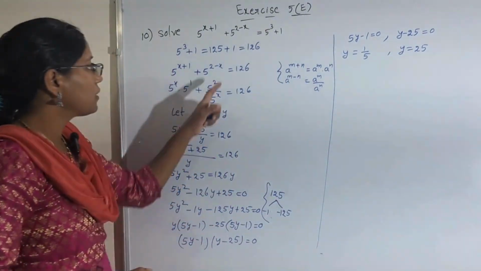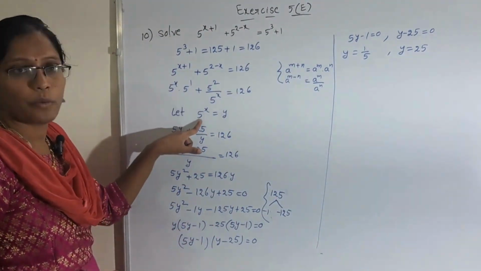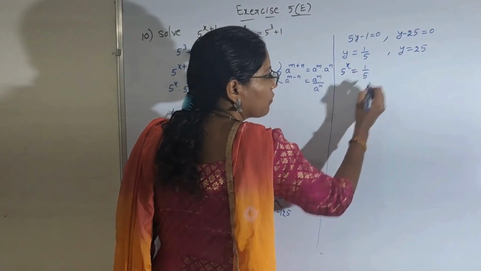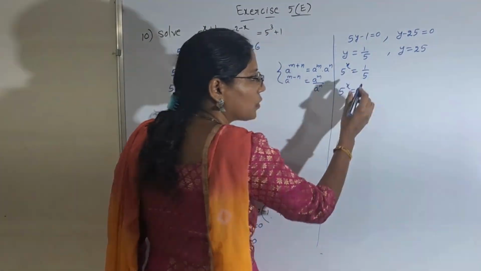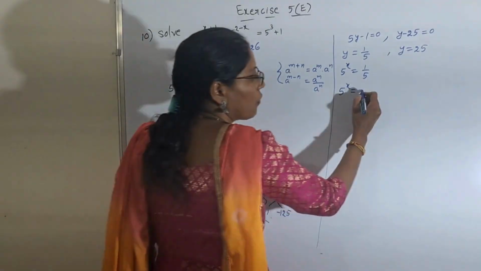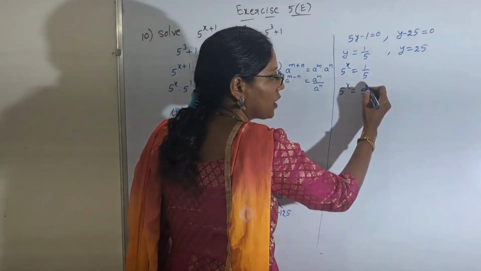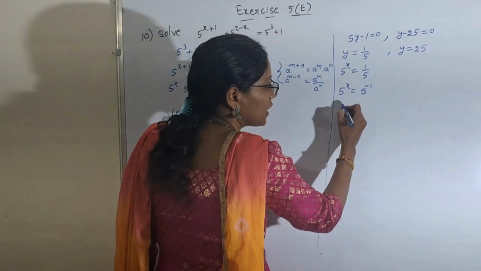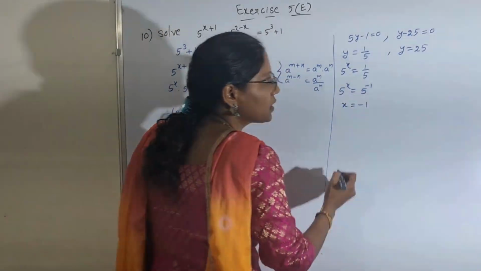But y value is 5 power x. 5 power x is equal to 1 by 5. How to write? This is denominator. Numerator it will come, minus 1 it will come. Here base values are same. Powers equal it will come. X equal to minus 1.